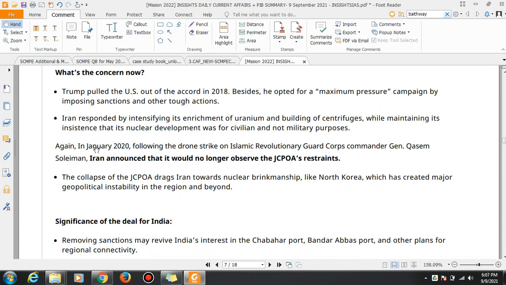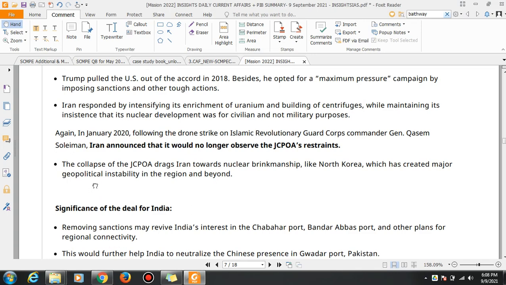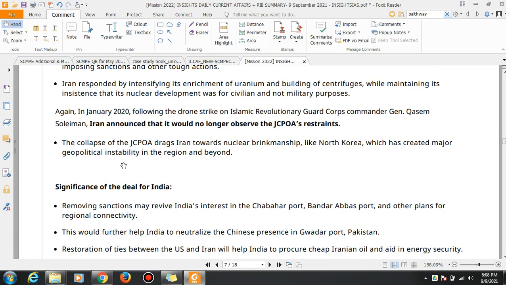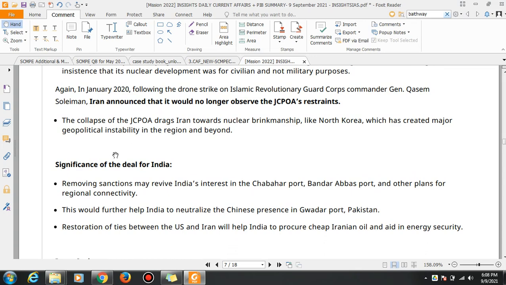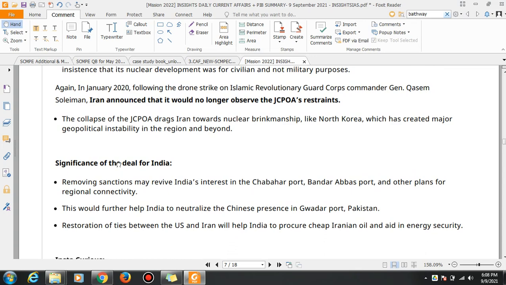In January 2020, following drone strikes on the Islamic Revolutionary Guard Corps commander General Qasem Soleimani, Iran announced that it would no longer observe the JCPOA restraints. The collapse of the JCPOA drags Iran toward nuclear brinkmanship, like North Korea, which has created major geopolitical instability in the region and beyond.